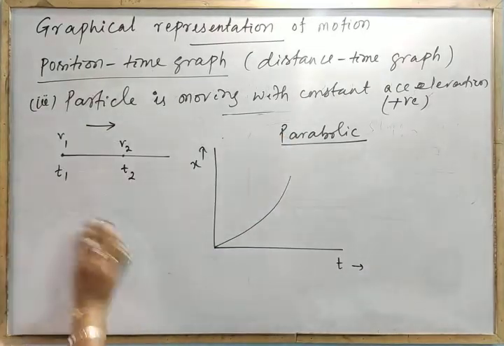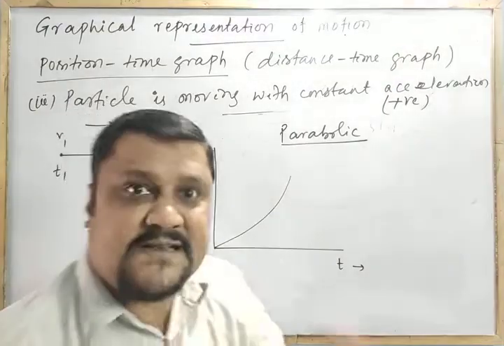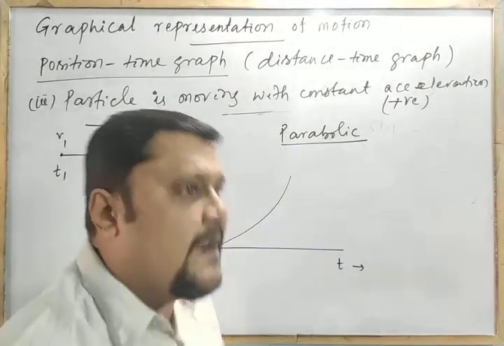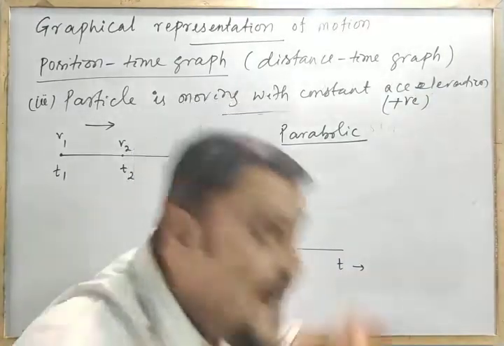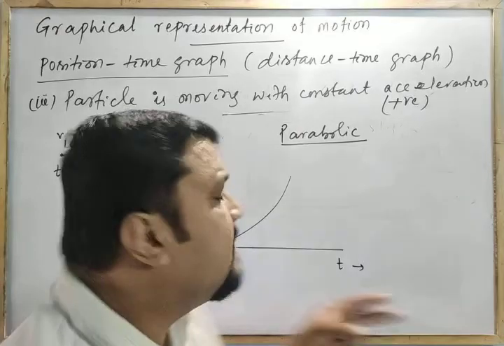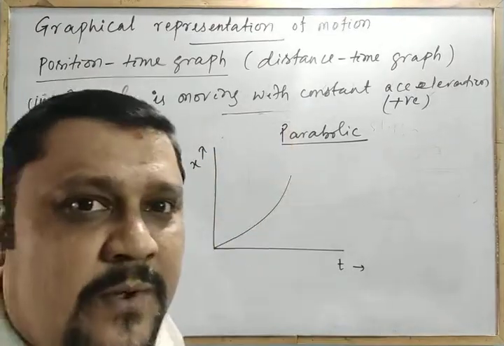Position increasing, velocity is increasing. Positive acceleration, velocity is increasing. I am moving at 2 meters per second. Now my velocity is 5 meters per second. Next 7 meters per second. Next 13 meters per second. Like that, the velocity is increasing in one particular direction, towards right. So this is that curve.